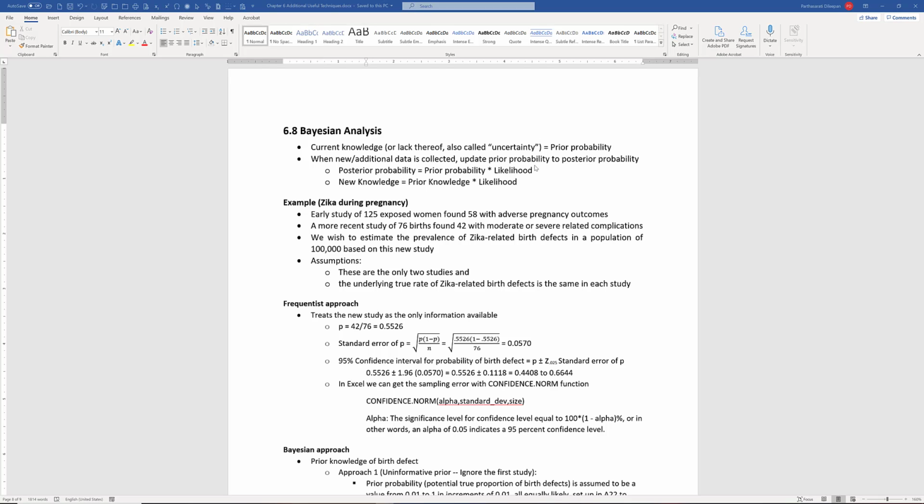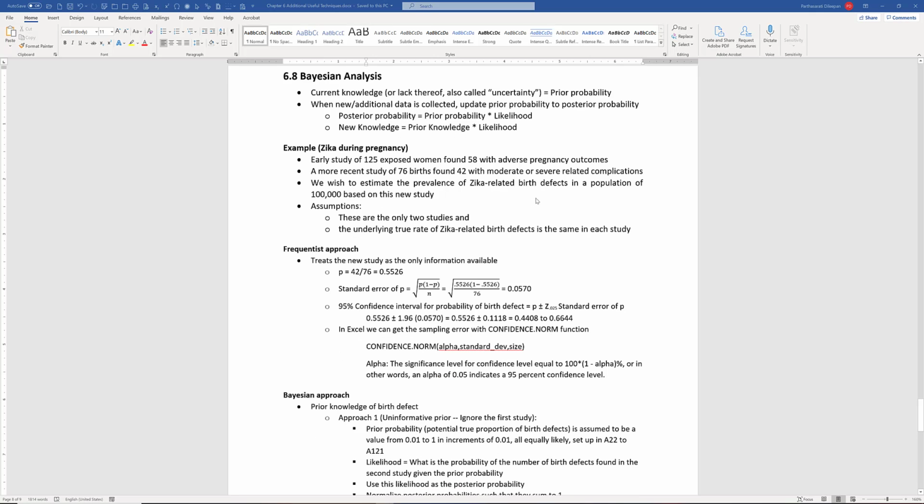This may sound kind of confusing, but when you look at the example, hopefully it won't be that confusing. So the same thing can be written as: posterior probability is the new knowledge. So you have prior knowledge and new knowledge. Prior knowledge is the prior probability, and new knowledge is the posterior probability, given by multiplying by the likelihood. So that's the foundation.